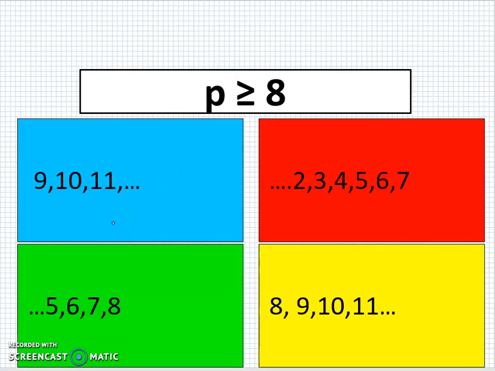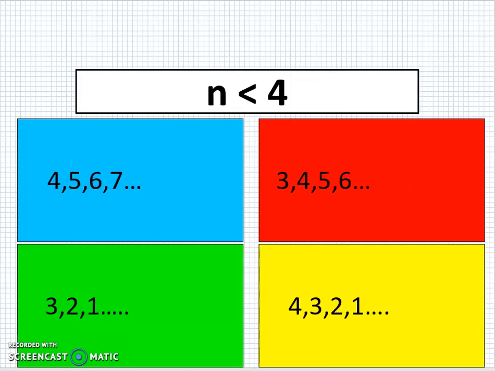Have a look at this one, have a little think. So the one it has to be here, saying p is greater than but equal to 8, has to be the yellow one. So this next one here, I'll give you a moment to think about it. So x is less than but not equal to 4. So the only one that would work would be the green one.